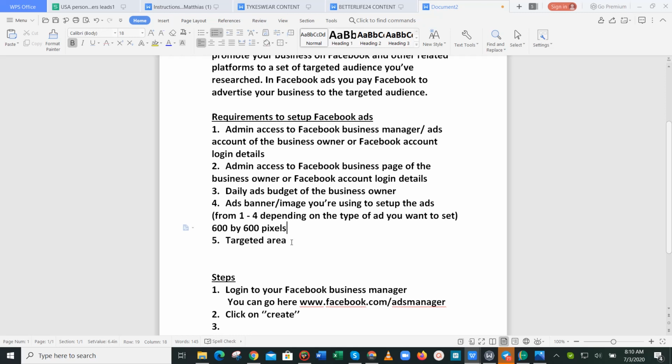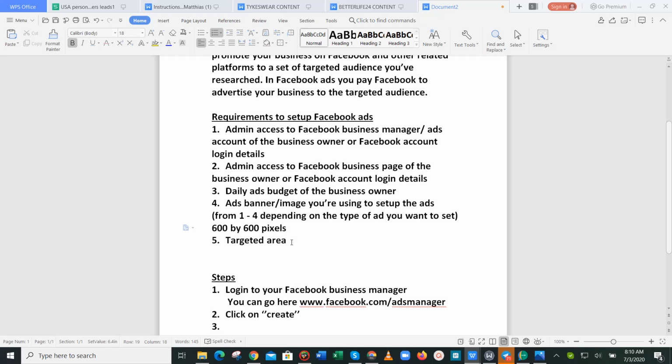Why do they request this? It is because there are some other platforms that they will be advertising your product on, and the way their layout is set up is different from that of Facebook. So they want to blend the size with the layout of that platform. So that's the reason why they requested square from you, so that it will be useful on Facebook and all other platforms, on multiple platforms. So number 5 is targeted area.